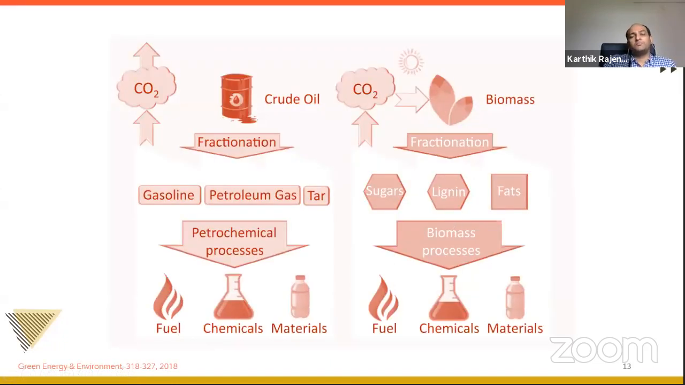But then the problem comes as to how this particular industry can survive. Let's say, for example, we take crude oil. When you fractionate crude oil, you produce different products. It could be fuel, it could be chemicals, it could be materials. We are producing quite a number of products from a petrochemical industry. And that is the way the petrochemical industry is surviving.